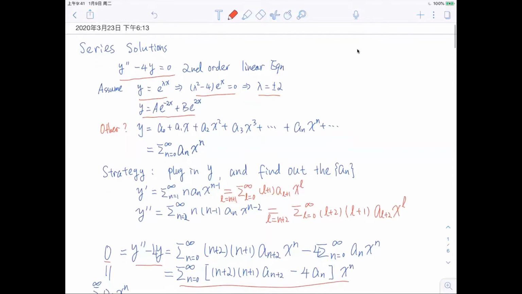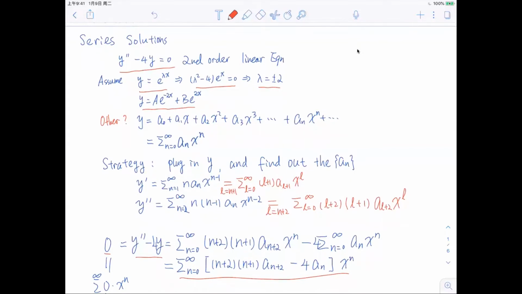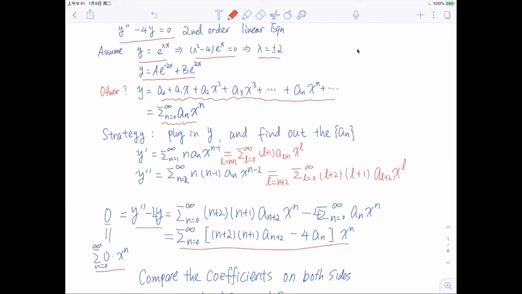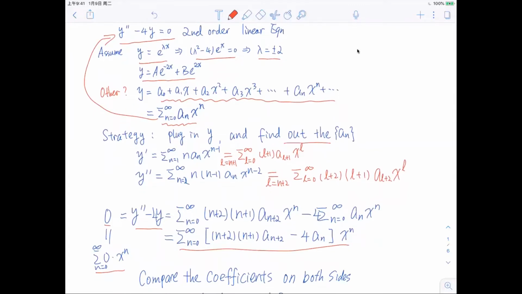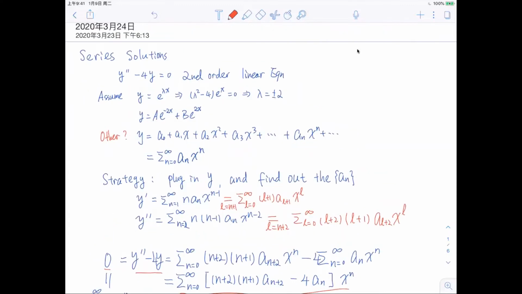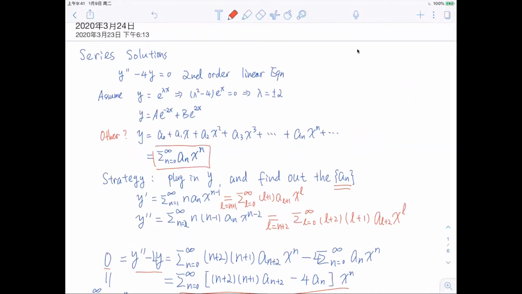What if we assume the y has another form, that is, it has a power series form like this, or to be more concise, write it as this. Our strategy to use this form is plugging y into the original equation and then finding out the coefficient a_n. To find out the coefficient a_n, what we need to do is use this form to replace all terms that contain y in the original equation.